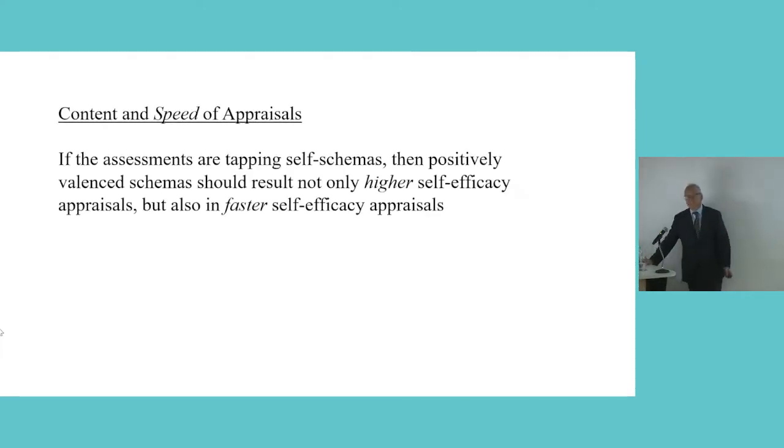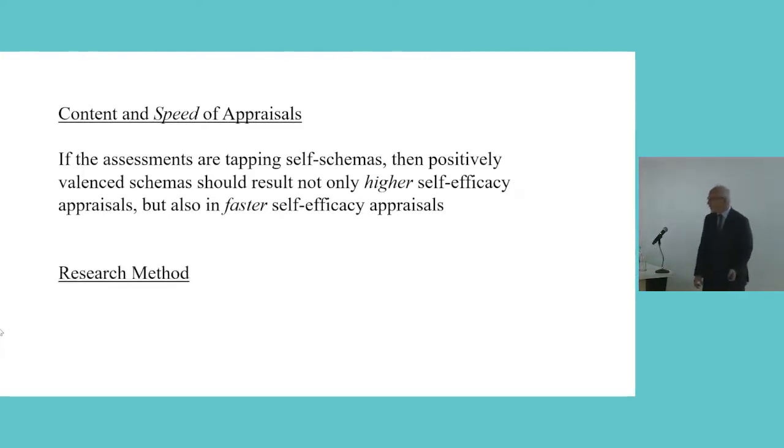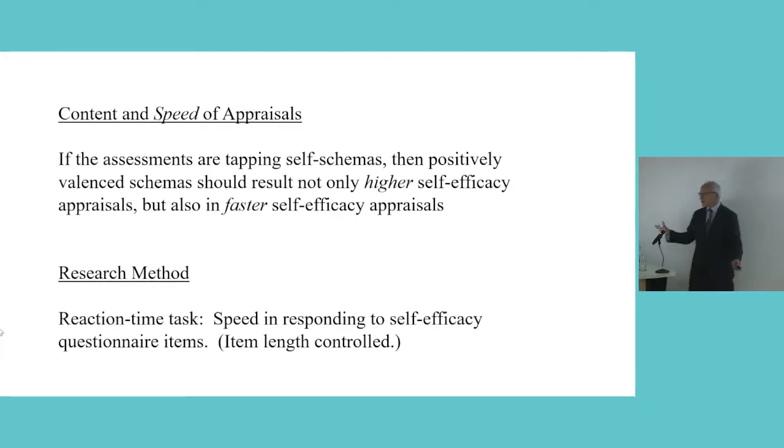You can also predict, just like the Hazel Marcus study, speed of appraisals. The concept is that if you're schematic for the thing, it should be immediately clear to you that you can do it. So we run a set of studies, I think these are with smokers, in which we time how long it takes people to respond to the test items. Why the self-efficacy literature historically?